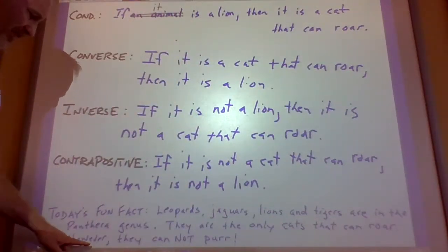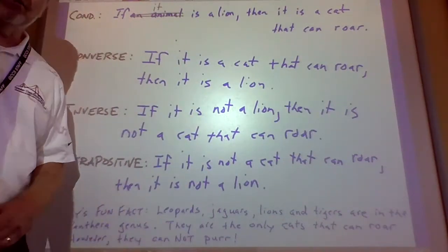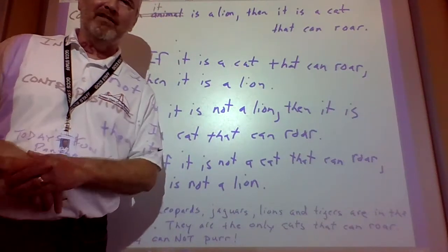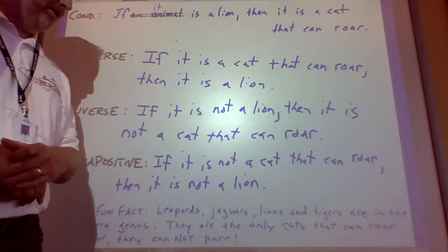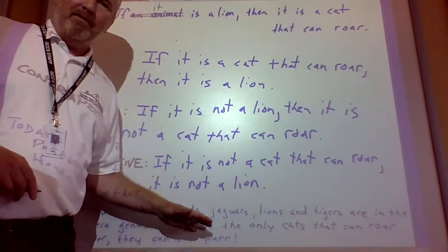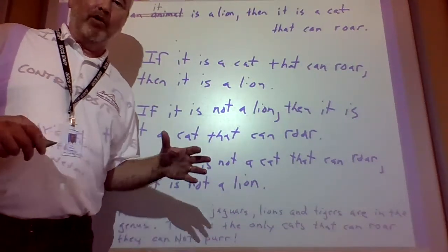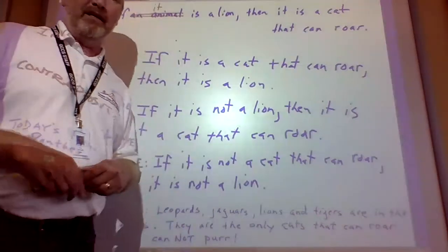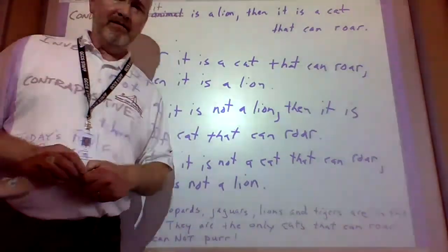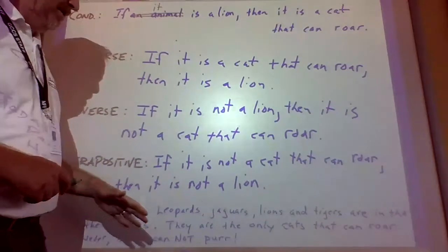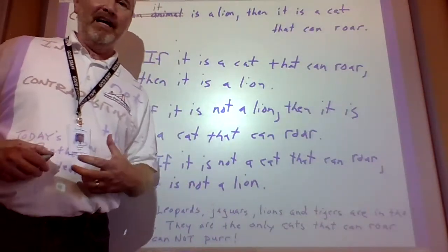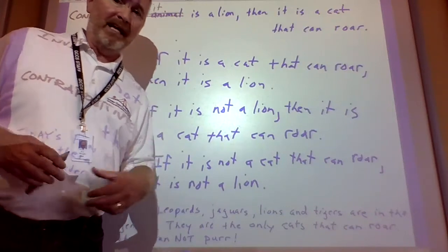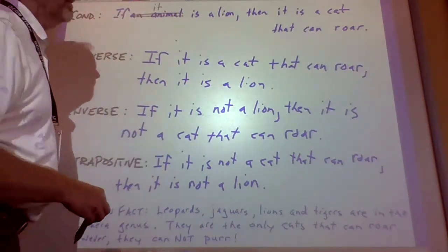However, here's the interesting fact. They cannot purr. So your little cat sitting on your couch sometimes purrs if you pet it just the right way that they like. Well, that little cat can't roar, can't do the roar thing like Simba on Lion King or whatever. But the flip side of that is lions can't purr. They can't do that little purr sound some people like.